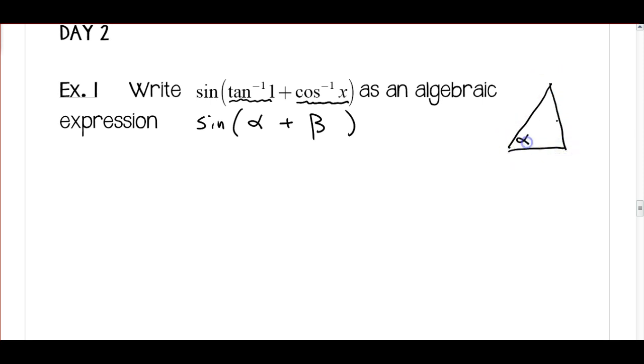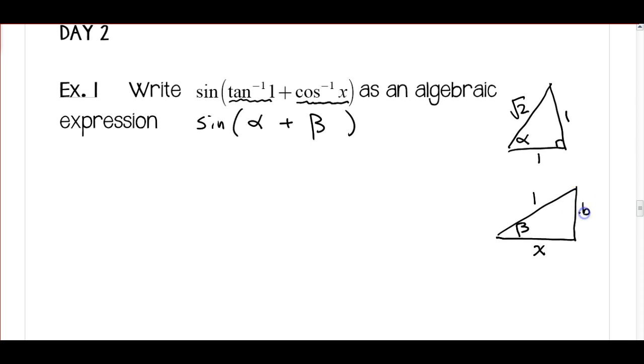for alpha, we know the tangent is 1, so the opposite and the adjacent are going to be 1. So we know that the hypotenuse is going to be root 2. And then for the other triangle, here's my beta, and I know the cosine is x, so if I let this side be x and the hypotenuse be 1, then my cosine would be x over 1, or just x. And then I can solve for this third side.